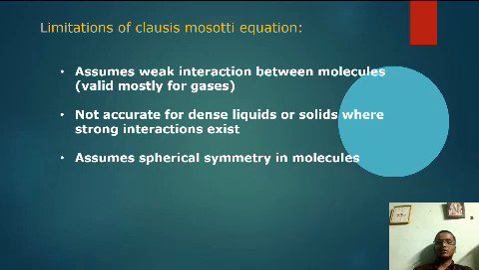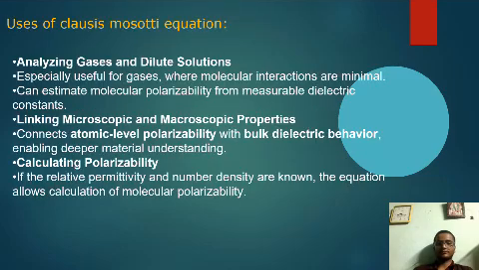Limitations of the Clausius-Mossotti equation. It assumes weak interaction between molecules, so it is valid mostly for gases, and not accurate for dense liquids or solids where strong interactions exist. It also assumes spherical symmetry in molecules.